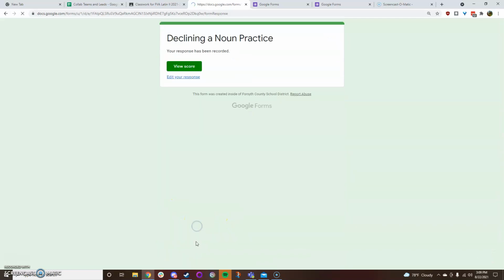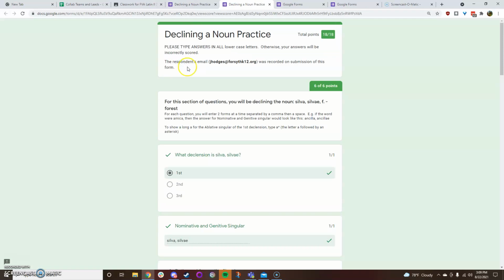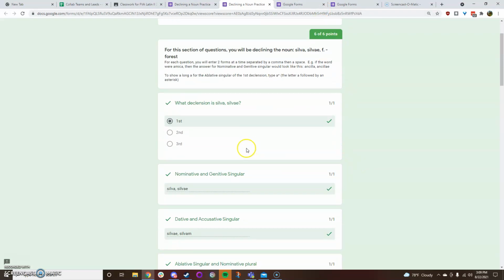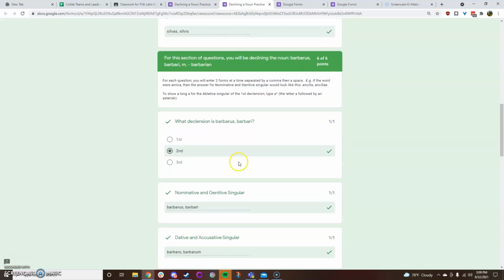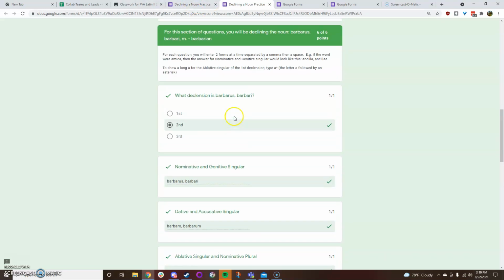All right, I'm just going to submit, and I'm going to view my score, and it's going to be a 100 because those are all correct. I hope that helped, just seeing it happen. This is just forming the nouns, how they're formed. We're going to talk more about meaning later on when we do more reading practice in a couple of weeks as we ramp back up to reading Latin.